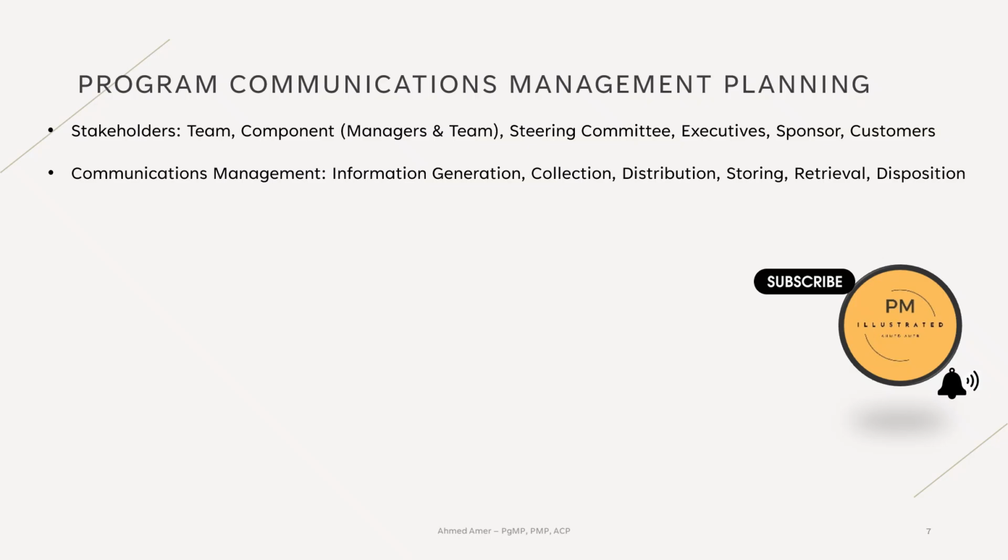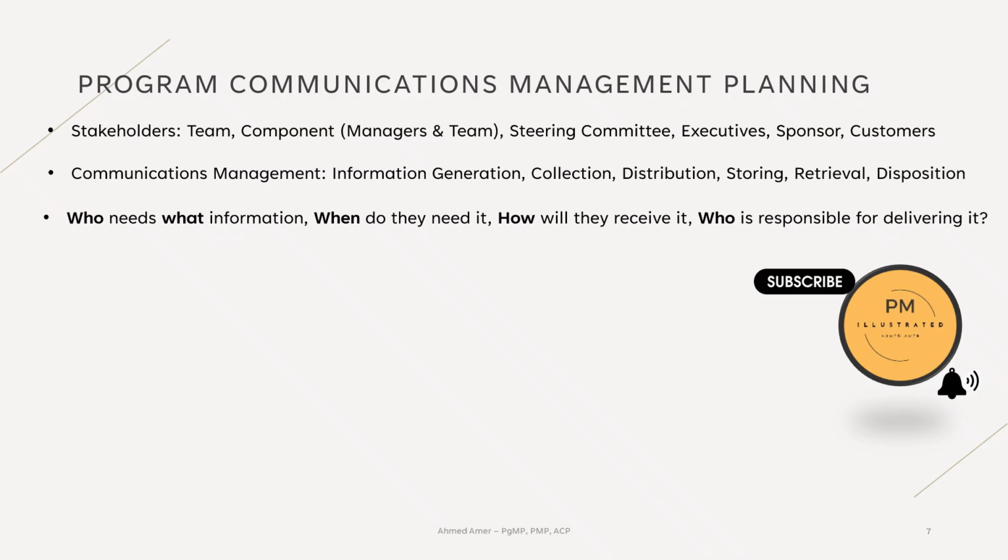This activity is all about figuring out the information and communication needs of your program stakeholders. In simple English, who needs what information, when do they need it, how will they receive it, and who is responsible for delivering it. That is the core of the program communications management plan. It's a component of the overall program management plan, and it spells out exactly how information will be created, shared, stored, and administered throughout the program.